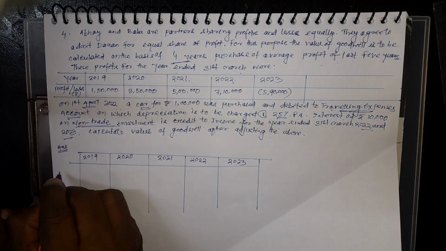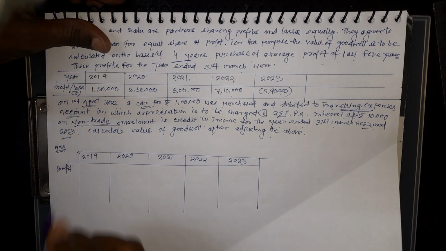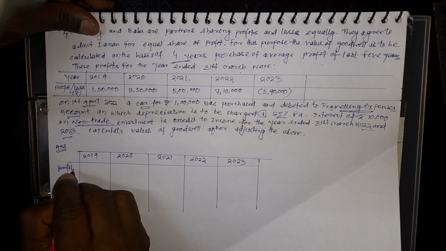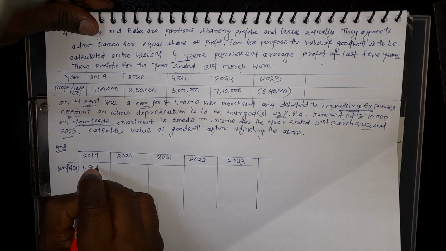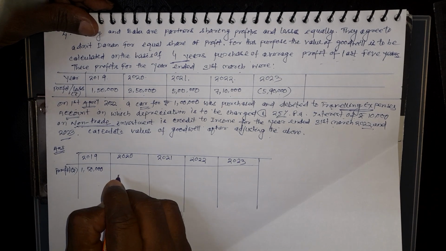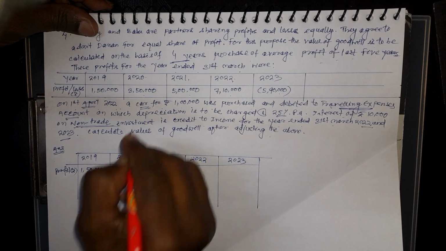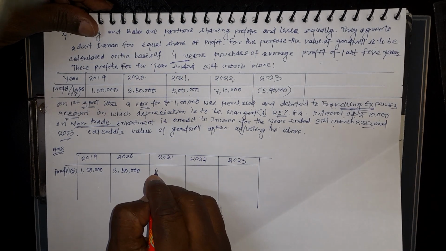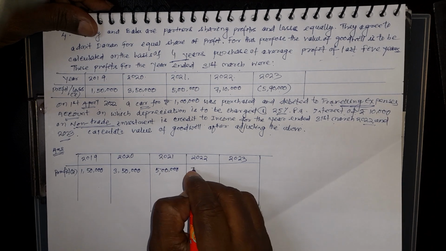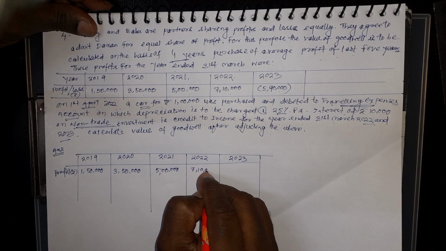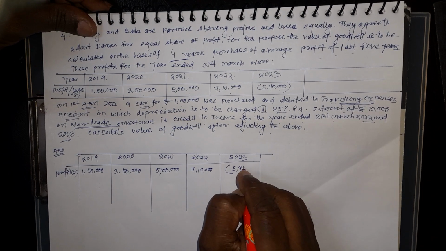First we write the profit. Profit in rupees, give the rupees sign: 1,50,000. Here it is given 3,50,000. Clear? Here it is given 5,00,000. Here it is given 7,10,000. And here it is given a loss. Bracket means it is a loss: 5,90,000.